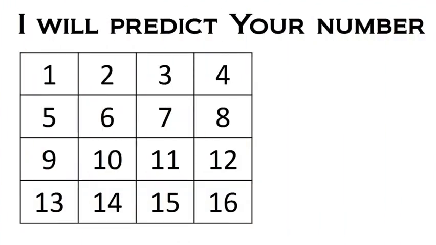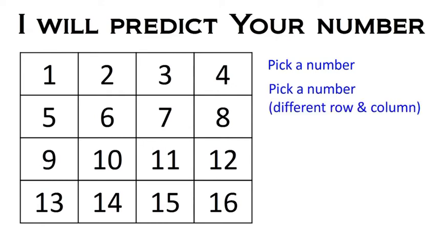Now it's time for math puzzle. I will predict your number. How predictable are you? Let's find out. In front of you are the numbers 1 to 16. Pick a number. You can take any of the 16 numbers. Remember your number you picked. Then, now you have to pick a second number, but one condition. I want the number to be in different row and in different column from the first number you picked.